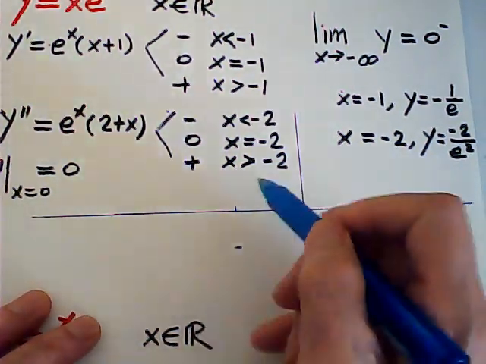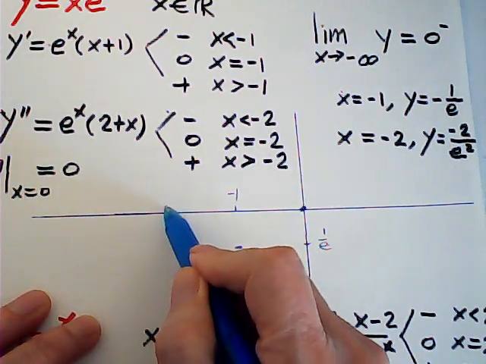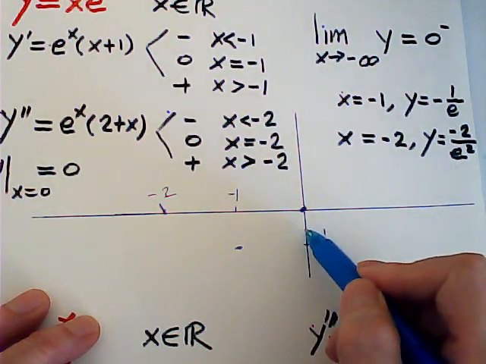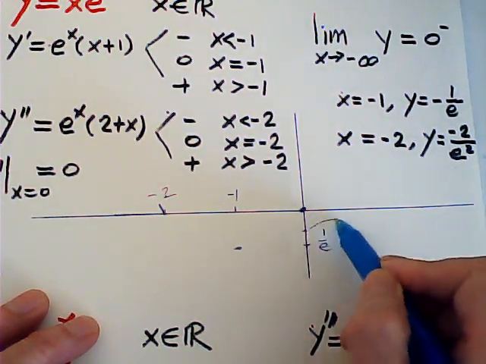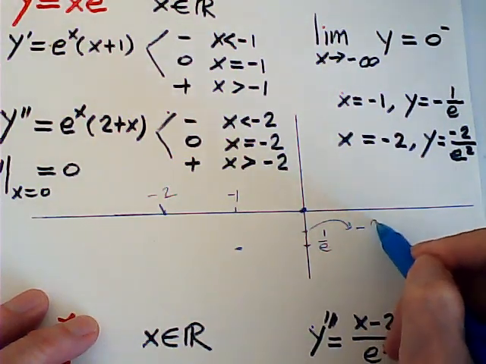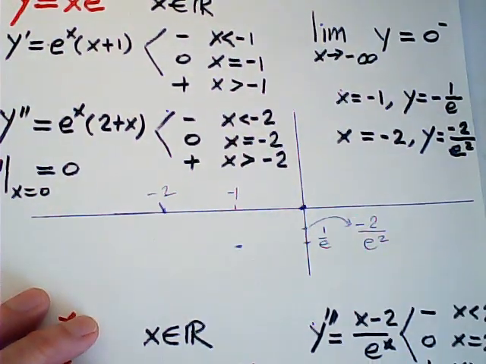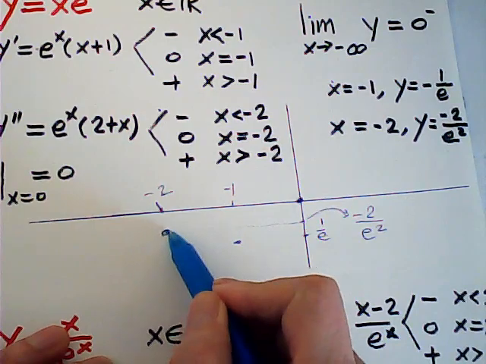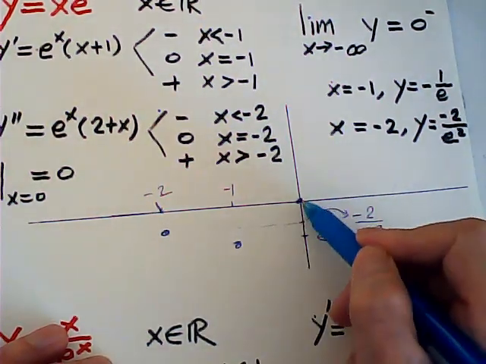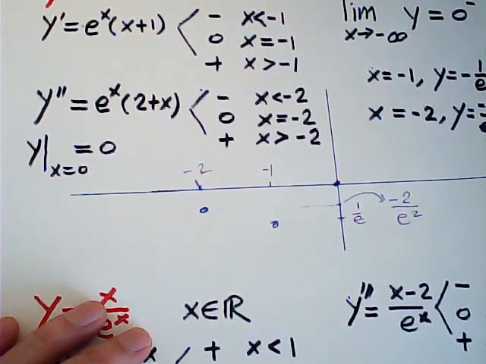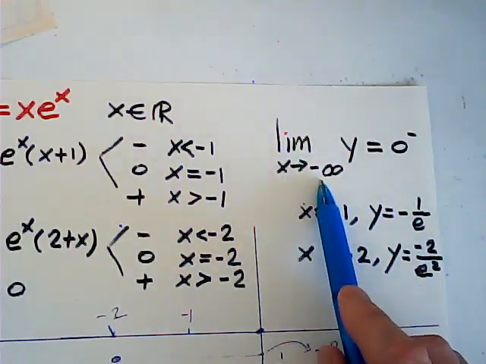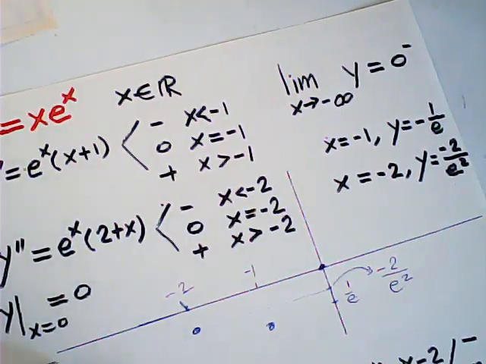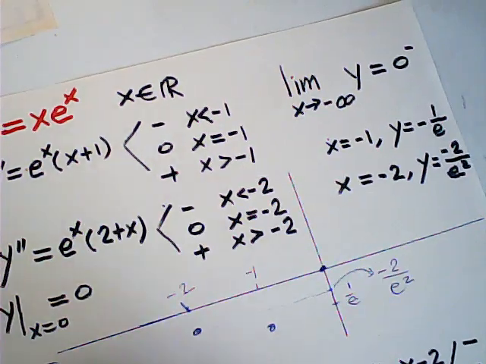At x = -2, this is -1, this is -2, and this point is -2 over e squared. So that is this point. This is the point. The curve passes through. This is the asymptote. When x approaches negative infinity, this is the asymptote, right? Approaching 0 from below.